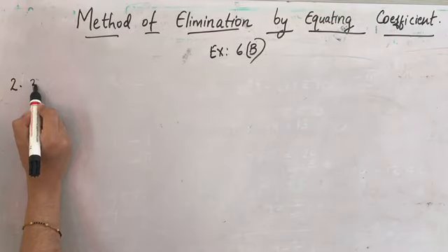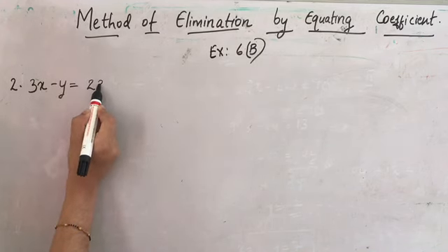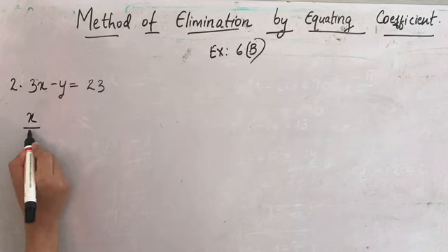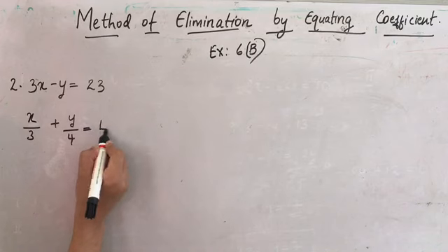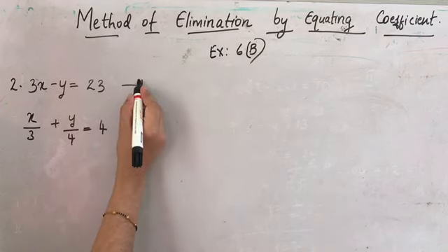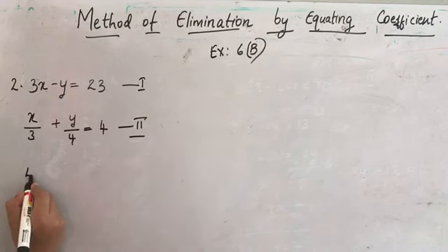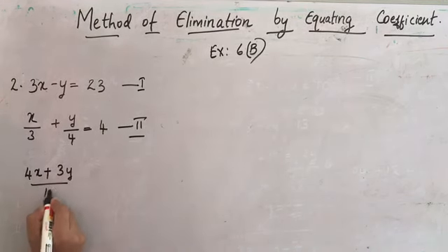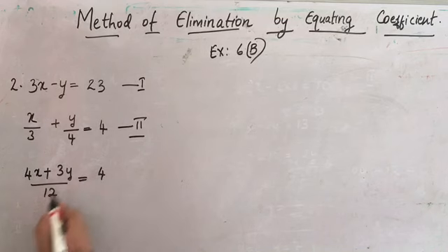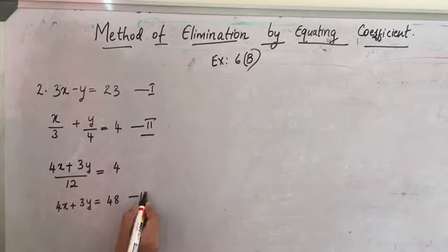Next, let me explain the second question. 3x minus y equals 23 and x by 3 plus y by 4 equals 4. So the first equation is in standard form. Let us make the second equation also into the standard form. So cross multiplying it, you get 4x plus 3y by 12 equals 4. Multiplying it, you get 4x plus 3y equals 48. So this remains as the second equation.